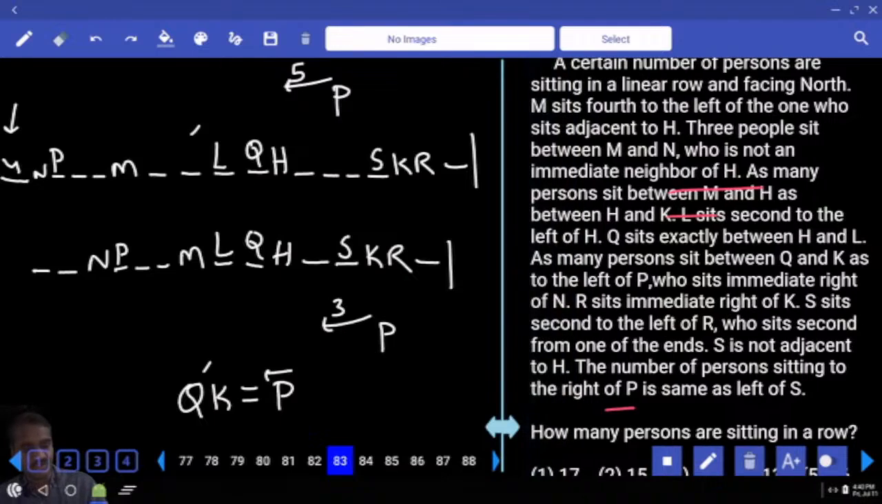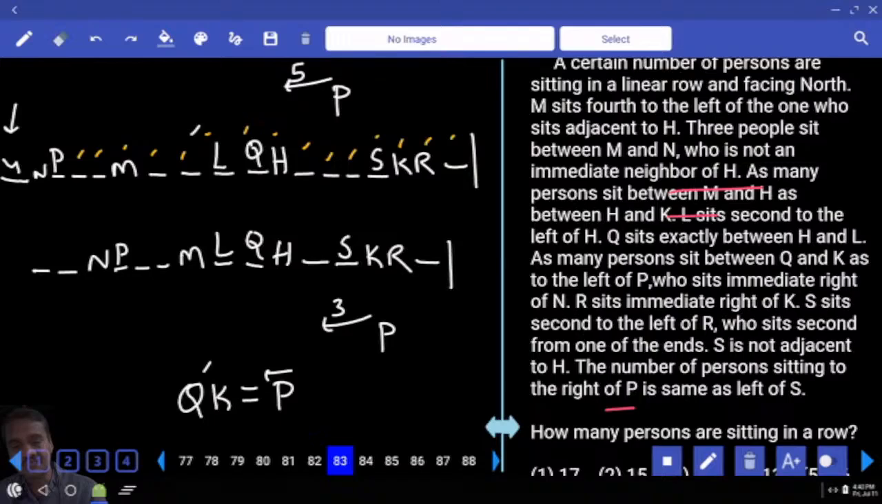The number of persons sitting to the right of P is the same as to the left of S. Now, here in this one, how many people are to the right hand side of P? 1, 2, 3, 4, 5, 6, 7, 8, 9, 10, 11, 12, 13, 14, 15. How many people are to the right hand side of P? 15. And the same as to the left of S.